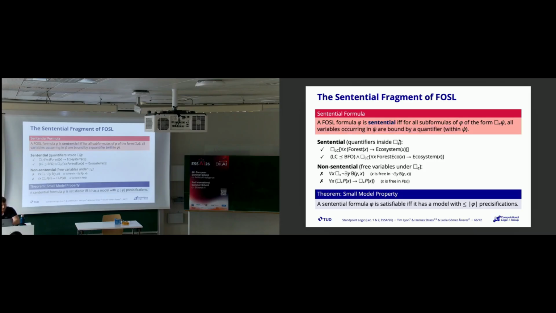Okay, so let's give a couple examples of sentential and non-sentential formulae to try to make this definition more concrete. So we have an example of a sentential formula here. This formula has as its only box subformula itself. And if we look at the formula inside the context of that box, it does not contain any free variables. All of them are quantified over.